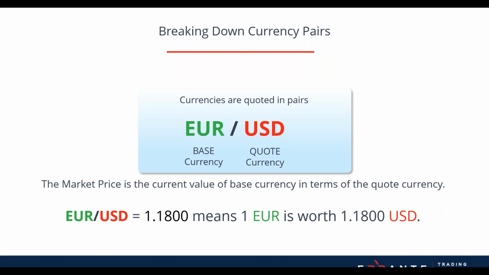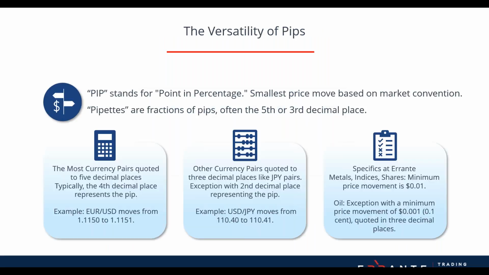In summary, the structure of currency pairs provides the framework for all forex trades. Understanding this structure allows you to make sense of price movements and informs your trading strategy, whether you're going long or short, buying or selling.